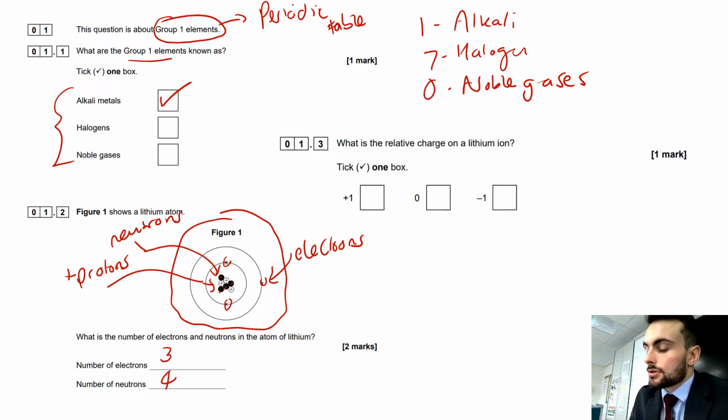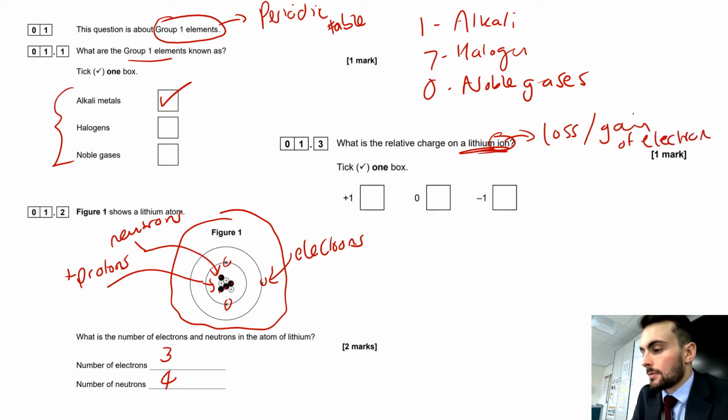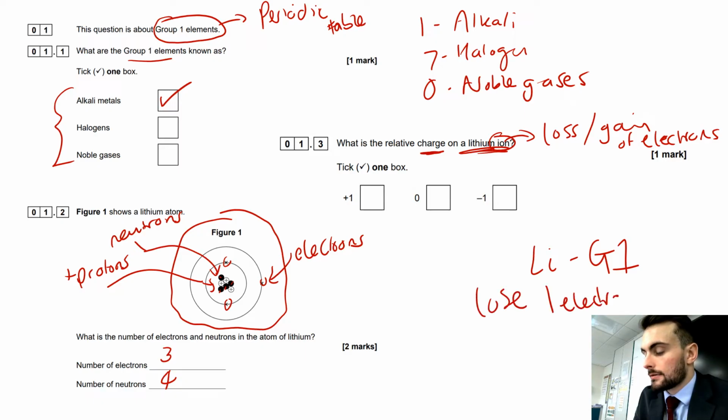What is the relative charge of a lithium ion? As soon as I see the word ion, I'm thinking loss or gain of electrons. We end up with a charge. And if you think about what lithium does, lithium is in group 1. What do group 1 elements do when they are in a chemical reaction? They lose 1 electron, which is negatively charged, isn't it? So if it loses a negatively charged electron, the overall charge will be +1.